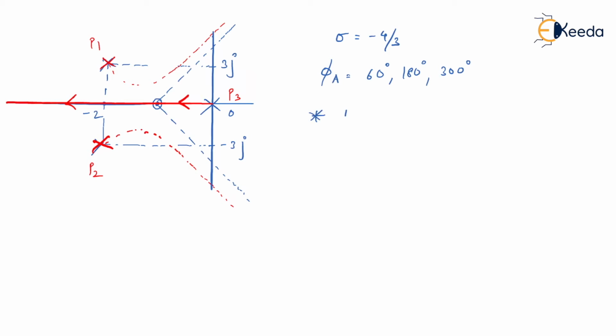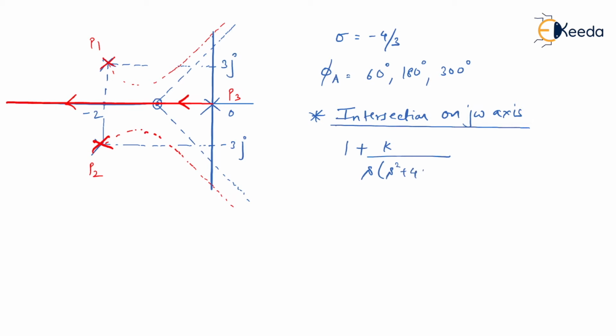So let me go for the intersection on the j omega axis. As I said even earlier, the intersection on the j omega axis can be calculated by the roots array by applying special case number 2, if you remember. For that, you require a characteristic equation, and the characteristic equation is given as 1 plus G(s)H(s) equal to 0. G(s)H(s) is already given, I just have to substitute. 1 plus G(s)H(s) is k divided by s into s square plus 4s plus 13, and this is equal to 0.